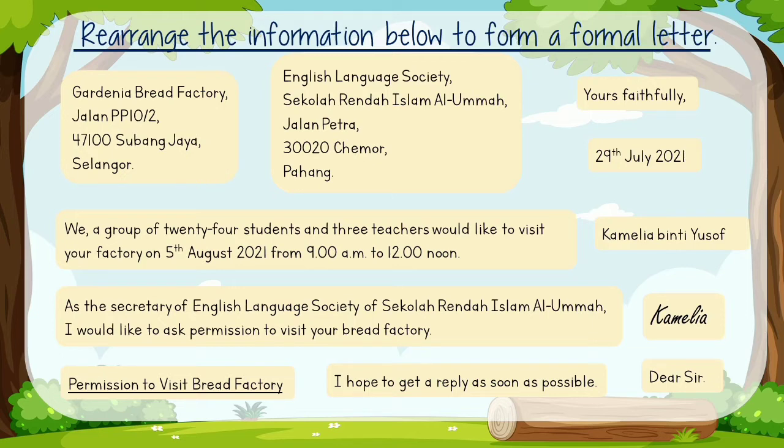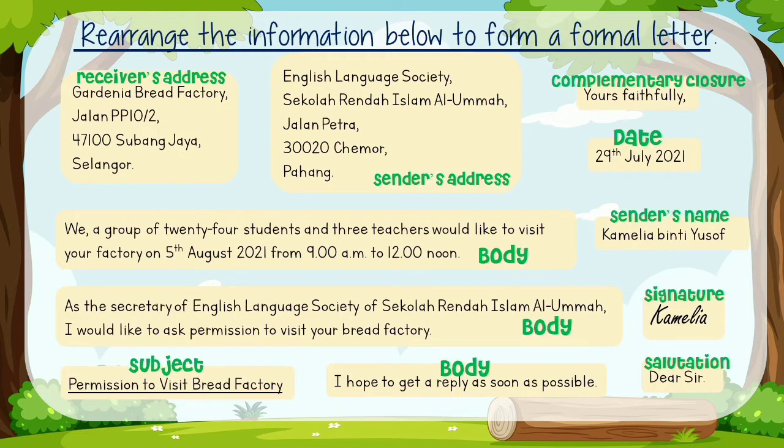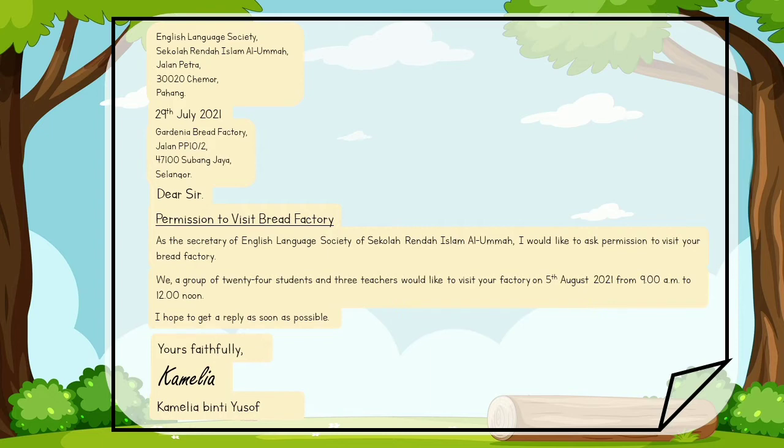What should you do when you want to rearrange? First, you need to identify what are those. For example, you have 2 addresses. Ada 2 alamat. So you need to identify which one is the sender's address, which one is the receiver's address. So you label them. Okay, after you know, and then you can arrange them. So then after you arrange, it will become like this. It will become a complete formal letter. So I hope you can get a clear picture of the format of formal letter.